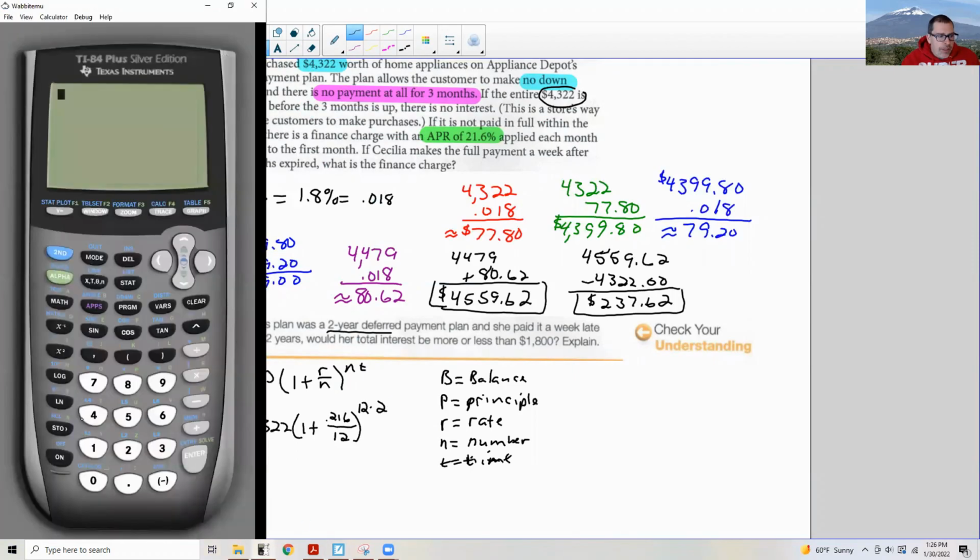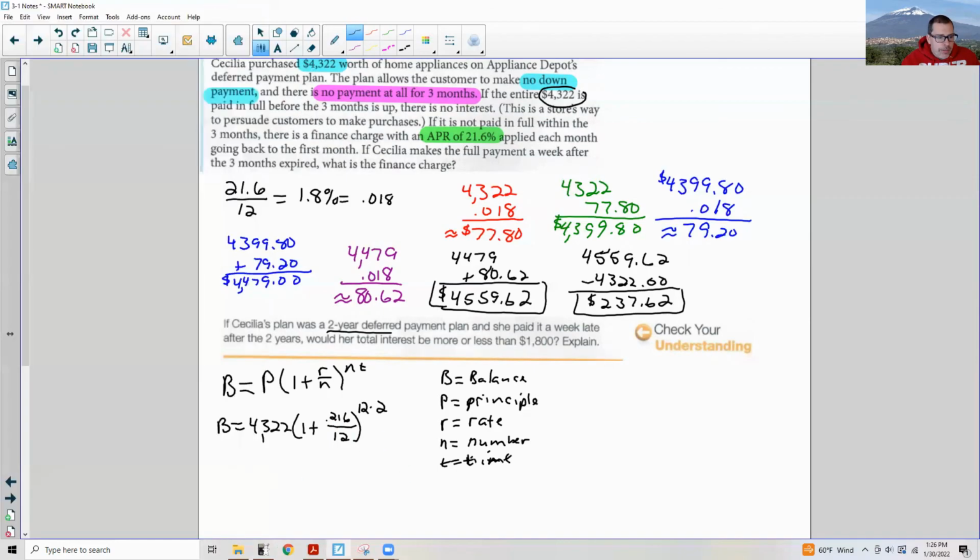So when I put that in the calculator, 4,322 parentheses 1 plus another parentheses for the fraction, 0.216 divided by 12, close the parentheses to that fraction, close parentheses to the 1 plus fraction, and it's to the power of n times t. Enter, and I got $6,631.80. So my B is 6,631.80.